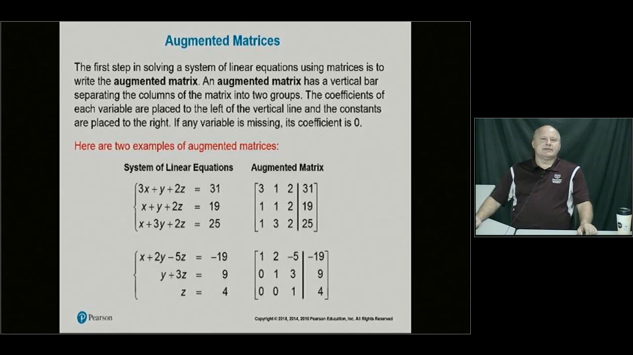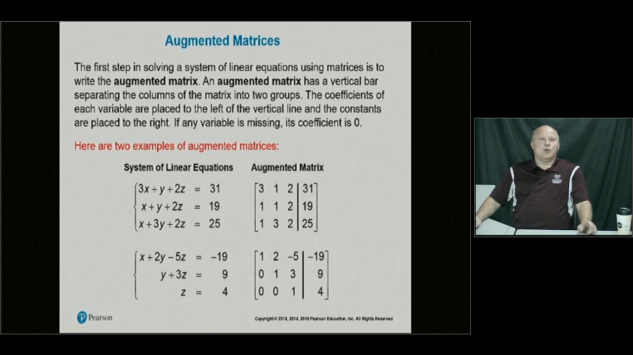If you look at the system of 3 equations with 3 variables, the first one here, you have 3x plus y plus 2z equals 31, and we have x plus y plus 2z equals 19, and then we have x plus 3y plus 2z equals 25. We've seen this before in a previous section. But to write this system of equations as an augmented matrix, you take the coefficients of each equation and make a row out of it.